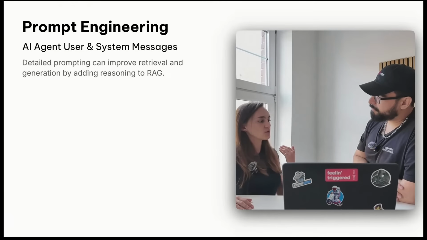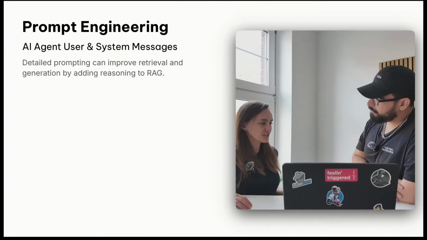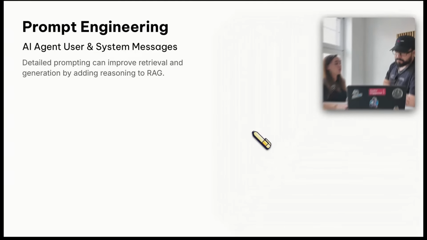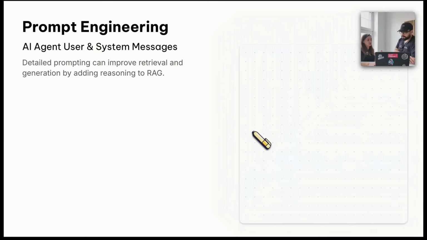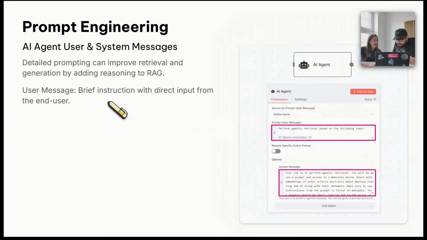I agree. And so in regards to n8n, when we talk about prompt engineering with the AI agent node, there are actually 3 really important fields that we want to pay attention to. I'm going to show you that here. So first we have the user message, and this is very brief. It's just a succinct, brief instruction, and it has direct input from the end user. In the case of RAG, that's generally just going to be this chat input here. So this is just going to be the query.